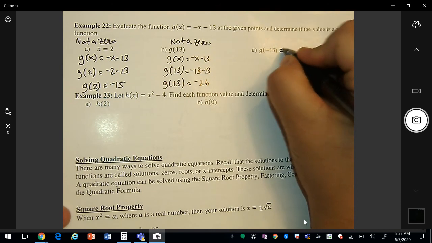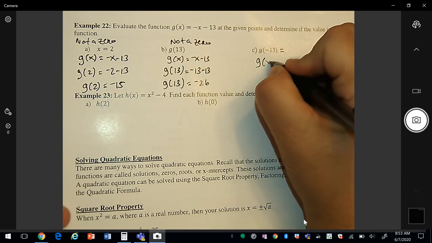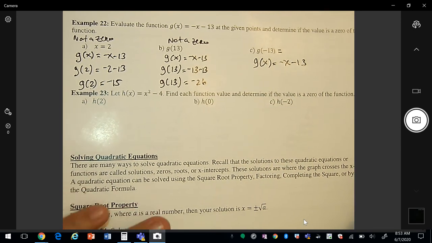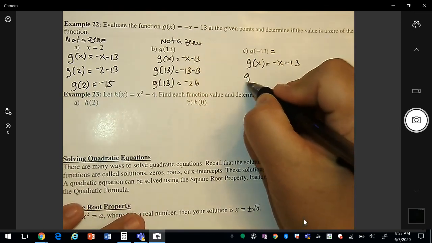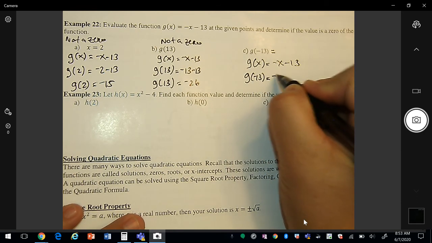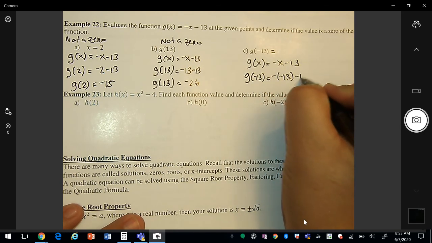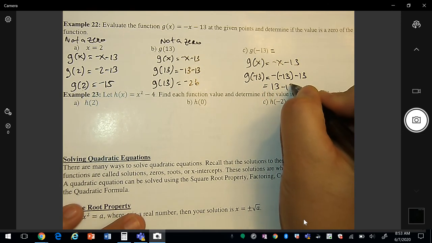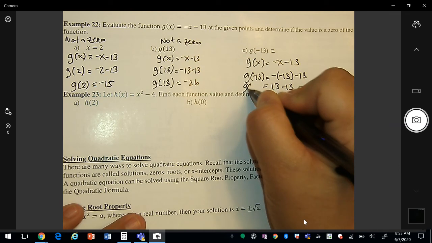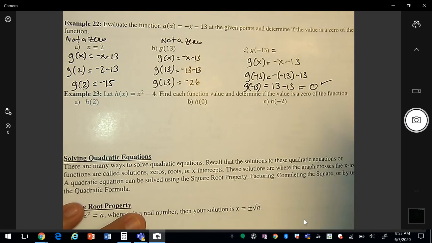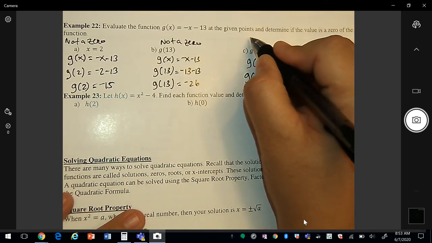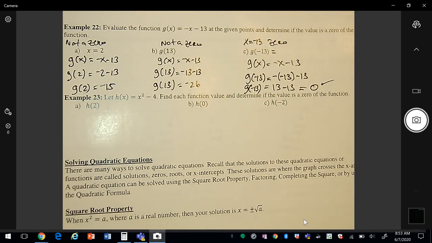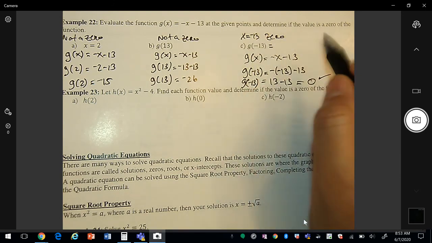And then the last one, we substitute -13 for x. So g of -13. Negative is positive. And so we end up with 0. So in this case, since you got 0, we say that at -13, we have a 0, which means that the graph is going to cross at that point.